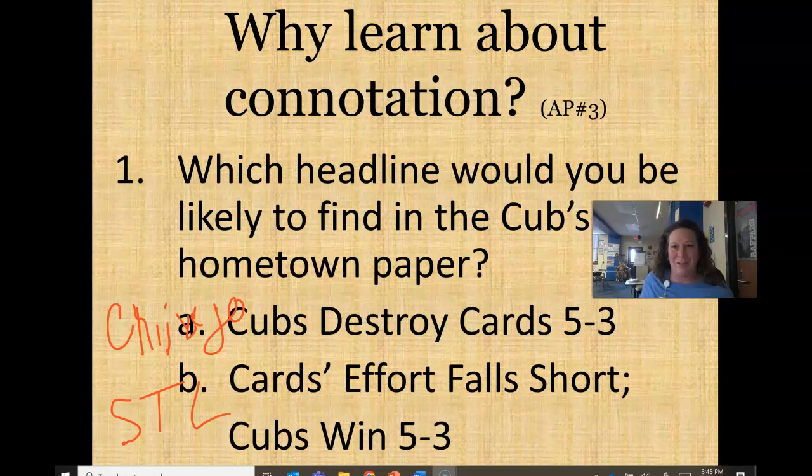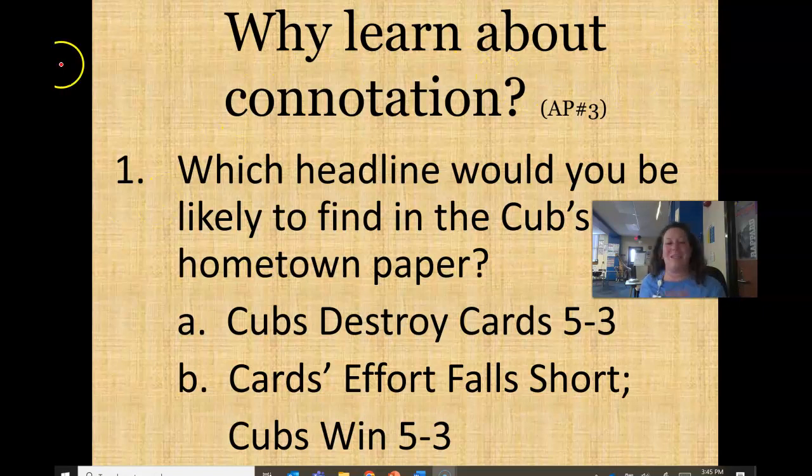So that is why we need to learn about connotation and denotation. All right. So why did you choose your answer? Well, if it's going to be in Chicago's hometown paper, then they're going to want to show how good they are being and how talented their team is, right?